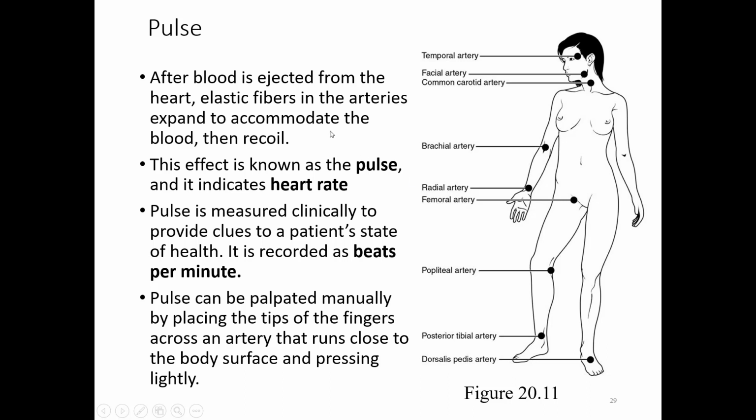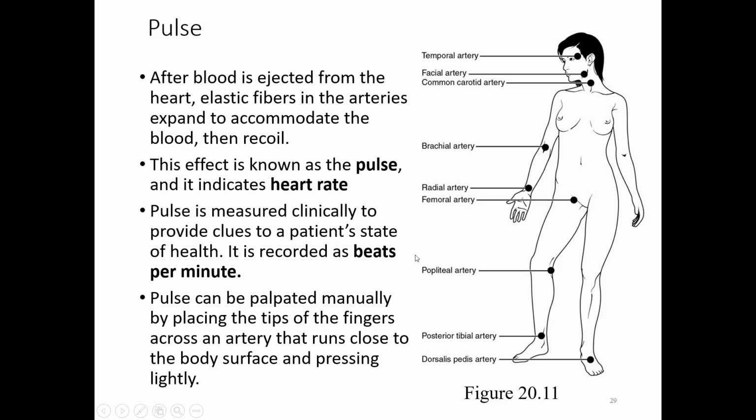Pulse. After blood is ejected from the heart, elastic fibers in the arteries expand to accommodate the blood, then recoil. And if you press your fingers against an artery which is close to the skin, you can feel it as a pulse. If you count it, you will get the heart rate. The average normal heart rate is 60 to 100 beats per minute. And the pulse must be measured clinically to provide clues to the patient's state of health. It's recorded as beats per minute, as I said.